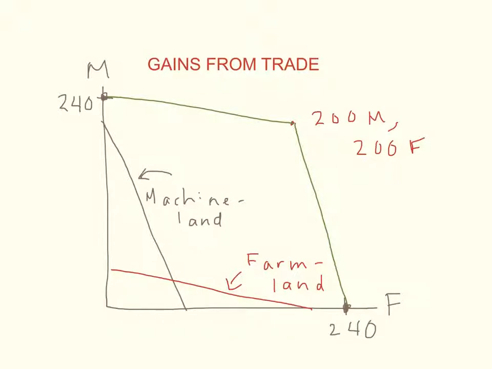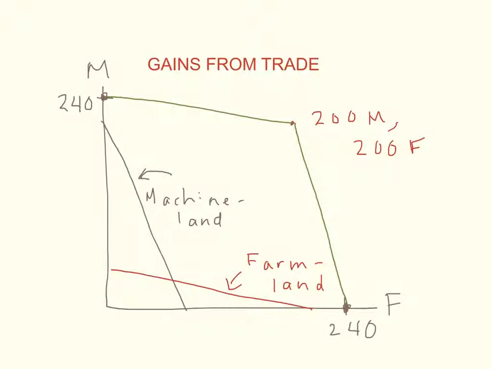And so we can see that if both of the countries did nothing but produce machines, they would be at 240, 200 from machine land and 40 from farmland. And for food, they would also be at 240, 200 from farmland and 40 from machine land. So 240 machines, 240 foods are possible. But also we have this point here, this red point, which is our point of complete specialization that we just discussed.